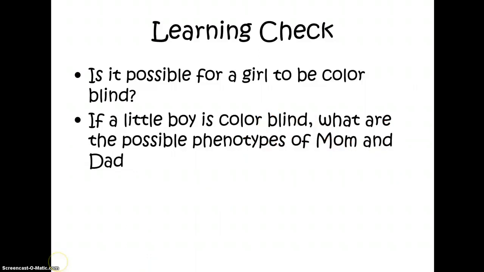Okay, I fixed it. So now if a little boy is colorblind, in other words, color blindness is recessive, so we've got an X with that recessive trait, and the Y doesn't have an allele for color blindness. Okay, what are the possible phenotypes of mom and dad?